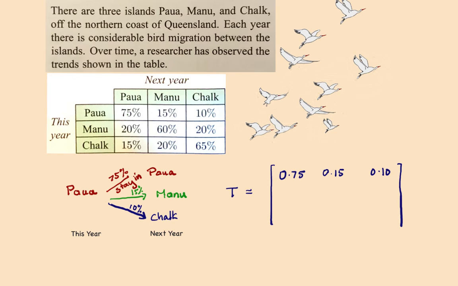And in the next row, we'll show the birds migrating from Manu to Pau and then staying in Manu, 60%, which is 0.6, and migrating to Chalk. And similarly, we do the same thing for the birds in Chalk that will migrate to Pau, the birds from Chalk migrating to Manu, and the birds from Chalk which will be staying in Chalk.